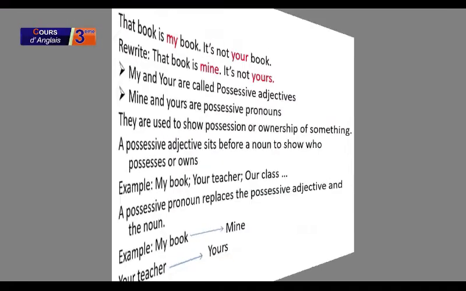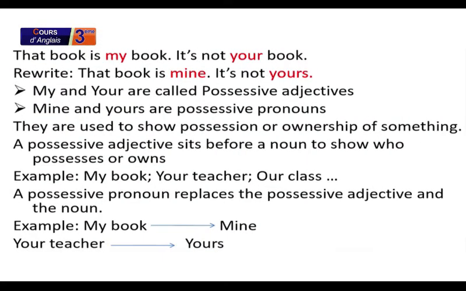Look at the sentences that follow. That book is my book. It's not your book. Here, you can see that the word book is repeated. Even though it is grammatically correct, it does not sound natural. So instead, it would be good to say, that book is mine.